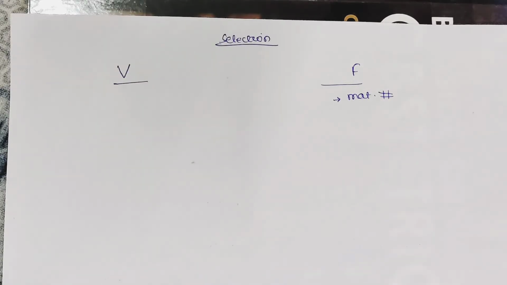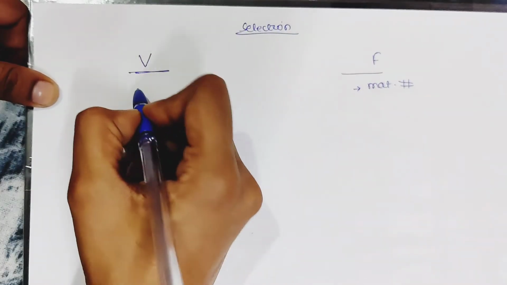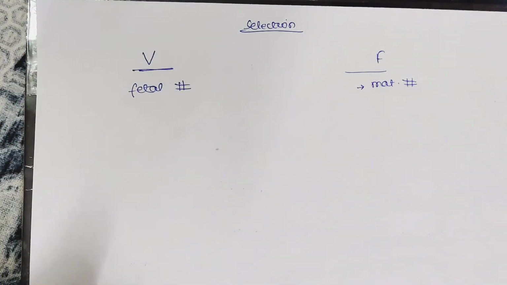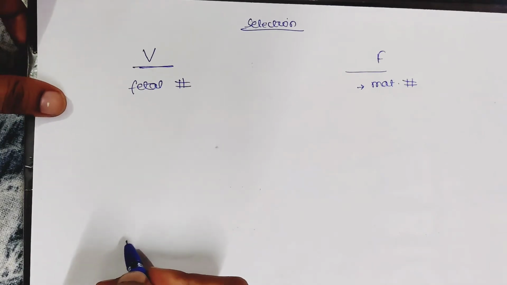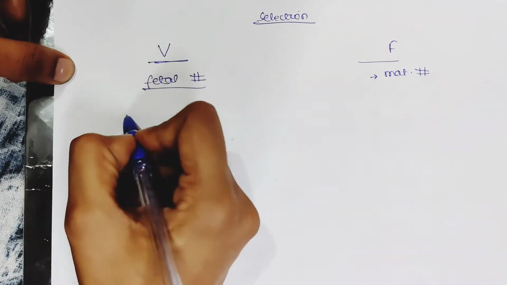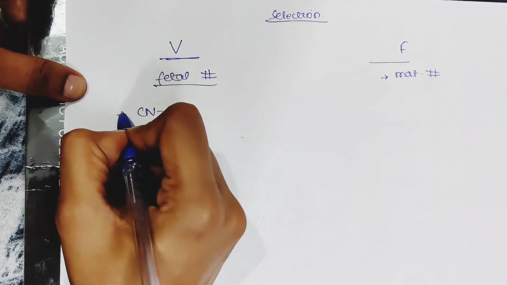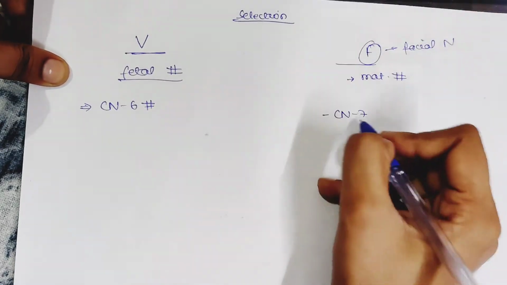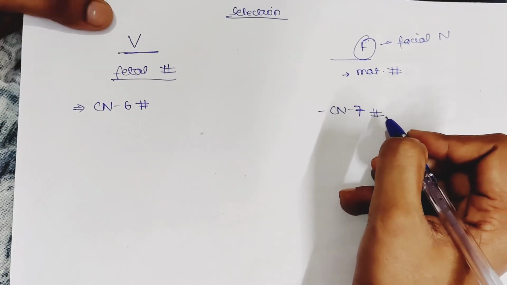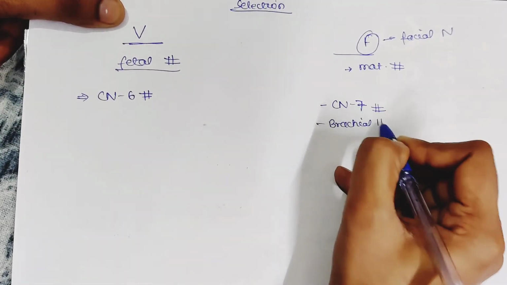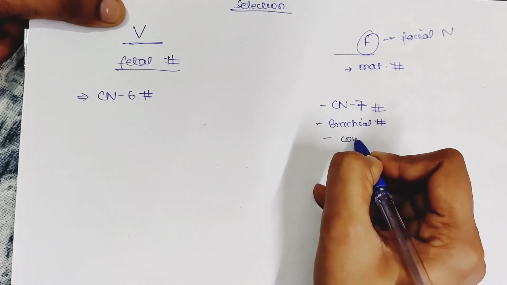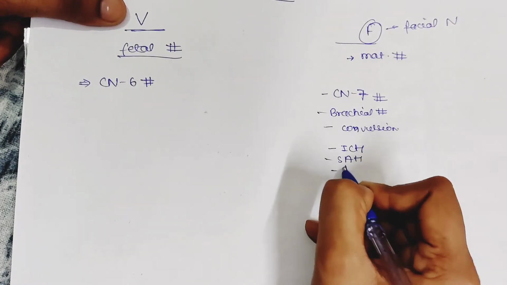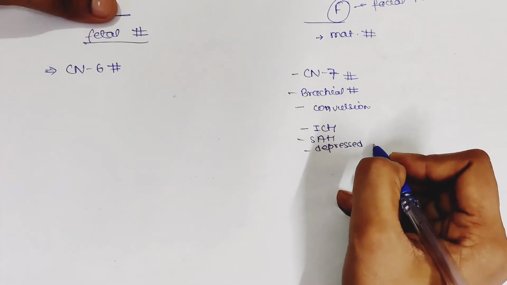Now let's compare vacuum and forceps, which to select and which to not. Vacuum causes fetal head injury more, and forceps causes maternal injury more. But still, some injuries are specific to vacuum and some injuries are specific to forceps. For example, cranial nerve 6 palsy is most commonly seen in vacuum. Cranial nerve 7 palsy, F for facial nerve, is seen mostly in forceps. Also, brachial plexus injury is more specific for forceps. Convulsions are more specific in forceps. Intracranial hemorrhage, subarachnoid hemorrhage, depressed skull fracture are more specific for forceps delivery.